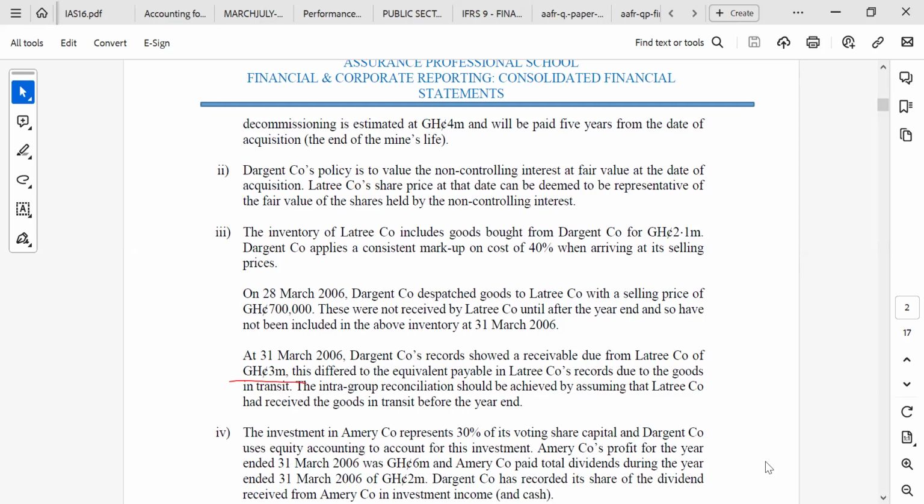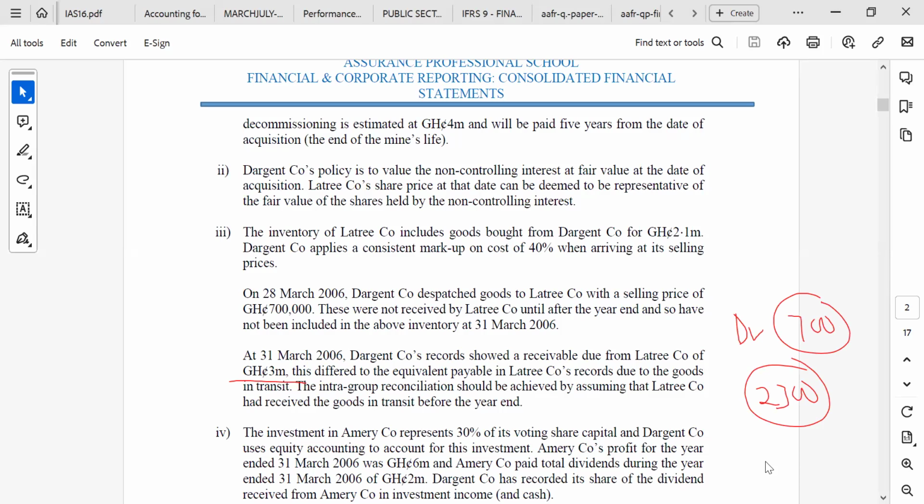At the time that they are transferring these goods, the parent debits receivables of 700. But the goods are yet to be received by Lottery Cool. So if the goods had been received, Lottery Cool would also add the 700 to their payables. But they are yet to receive. So that should be 2,300. So the payables of Lottery Cool is 2,300. They say the difference is due to the goods in transit.